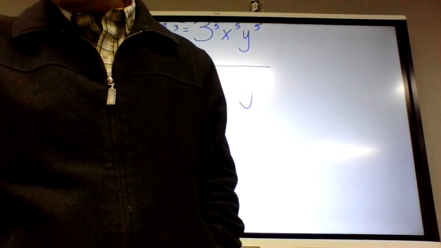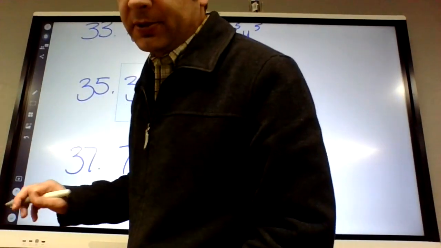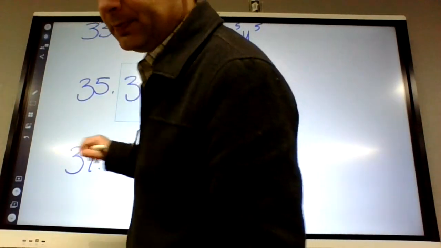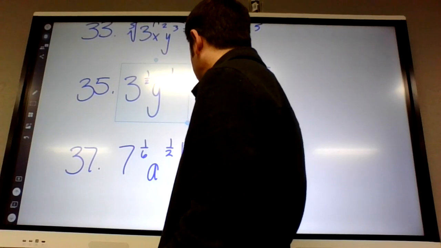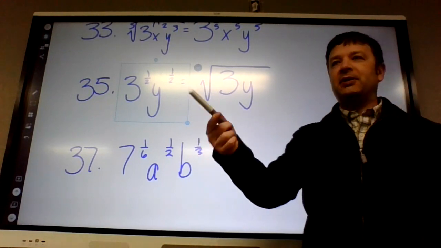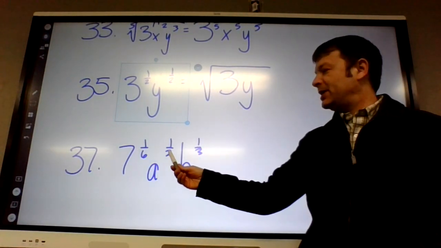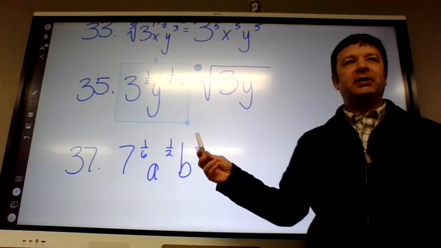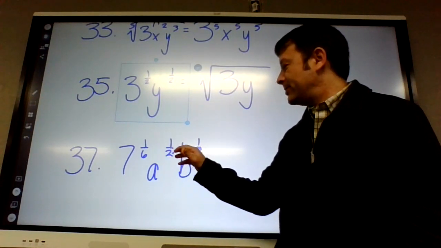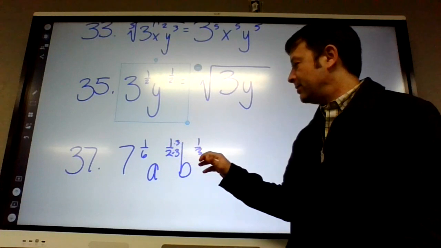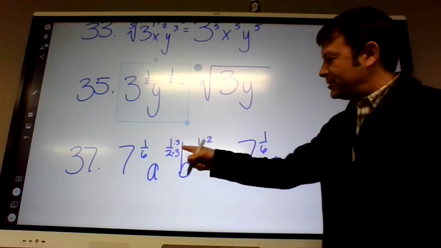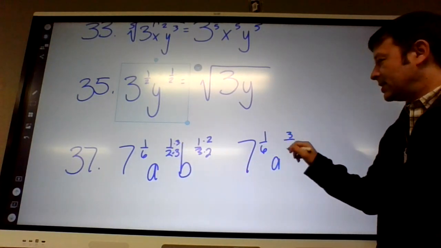Okay, 37, however, is kind of a trick question. Let me write it down. 7 to the 1/6. And 38's like it. Okay, so what's harder about 37? They don't have the same denominator. Right. They don't have the same root. 6, 2, and 3. They're reduced. Guess how I'm going to fix that? Multiply. I'm going to make them all 6, a common denominator. So I'm going to multiply this one by 3 and 3, and this one by 2 and 2. So this is 7 to the 1/6, a to the 3/6, and b to the 2/6.